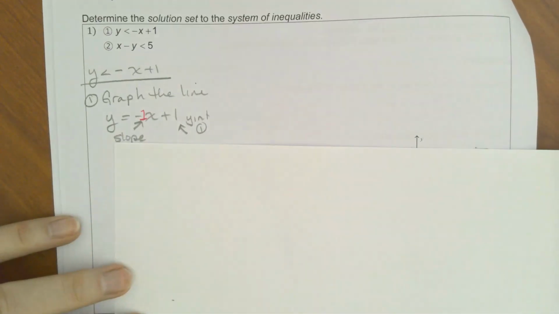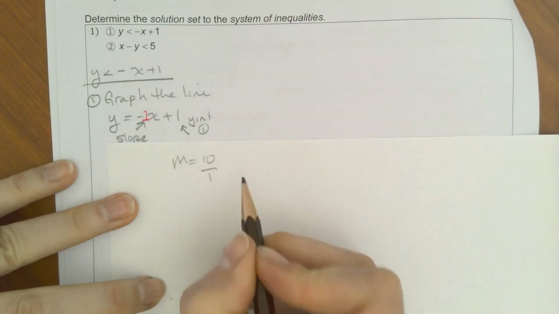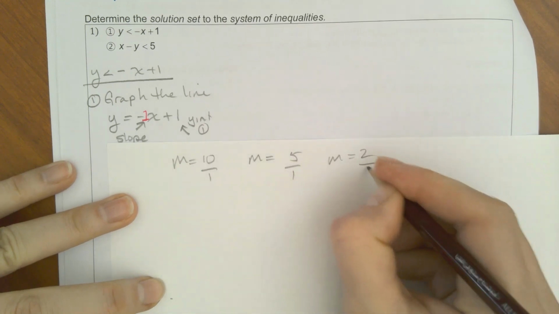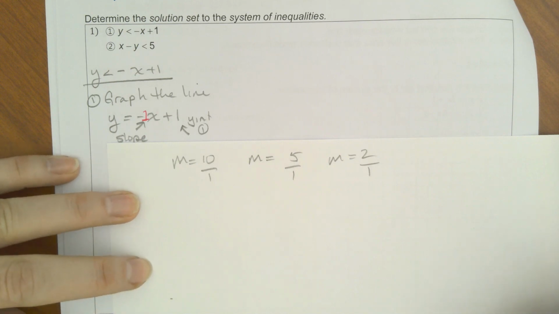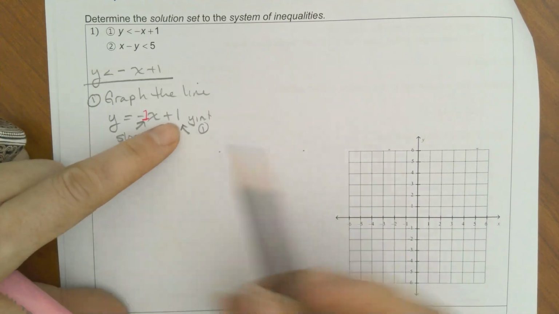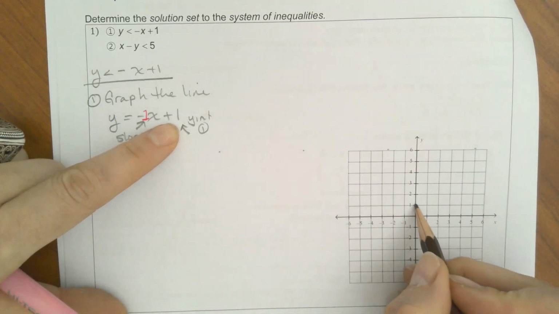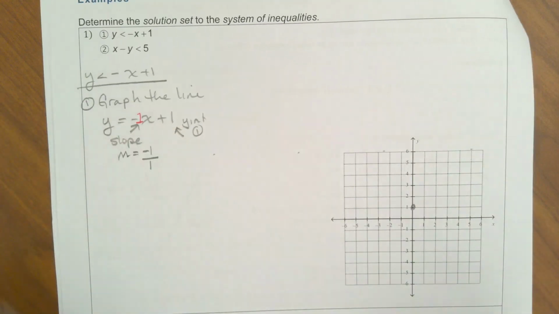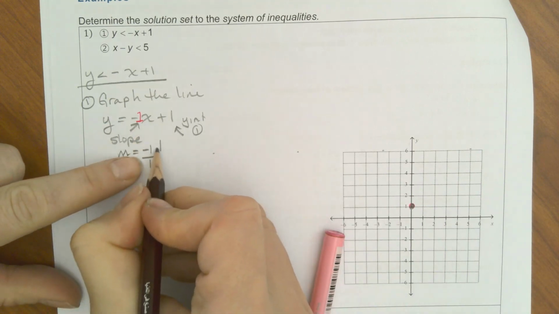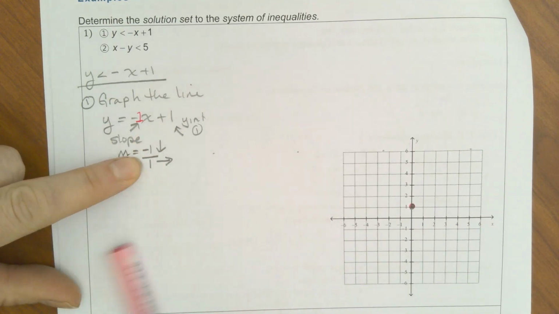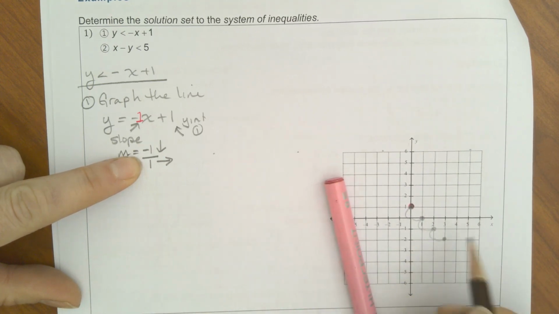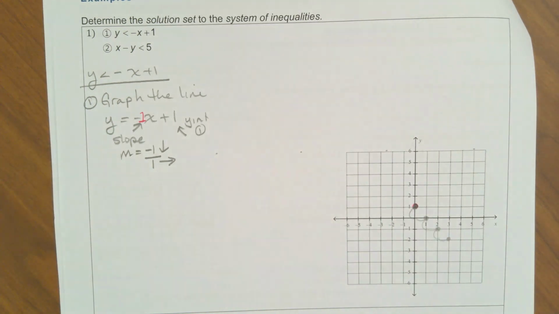For example, if my slope is 10, just put it over 1. If my slope is 5, just put it over 1. If my slope is 2, just put it over 1, and that makes it a fraction. Always 1. So I'm going to put a point at 1 on the y-axis, that's where we start. Let's do it in pink. Now the slope says go down 1, right 1. So down 1, right 1, down 1, right 1, down 1, right 1. So there's some points so I can make my line.